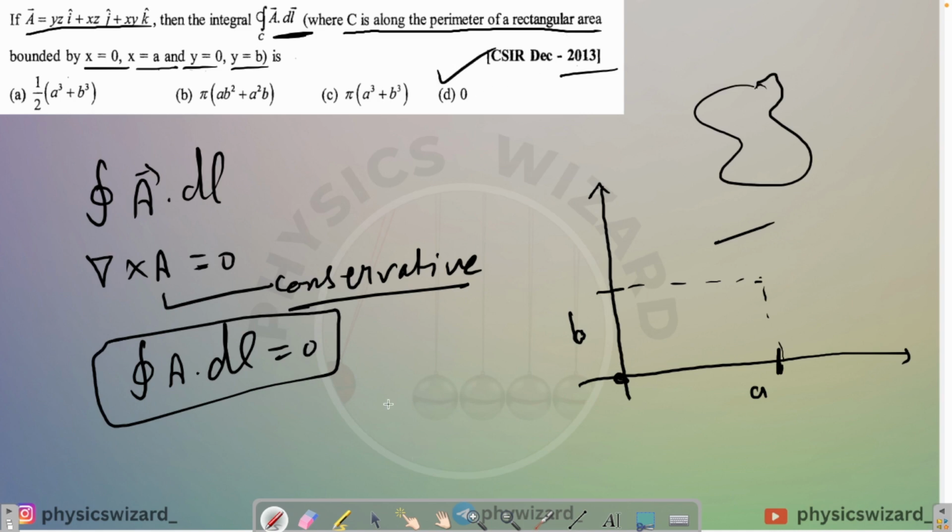So these are the questions of vector analysis. Now we will meet in the next video on matrices.